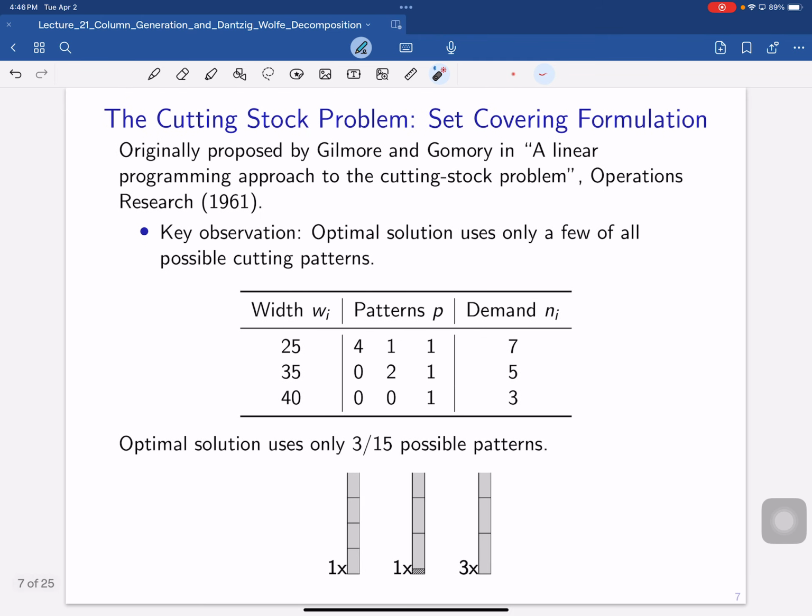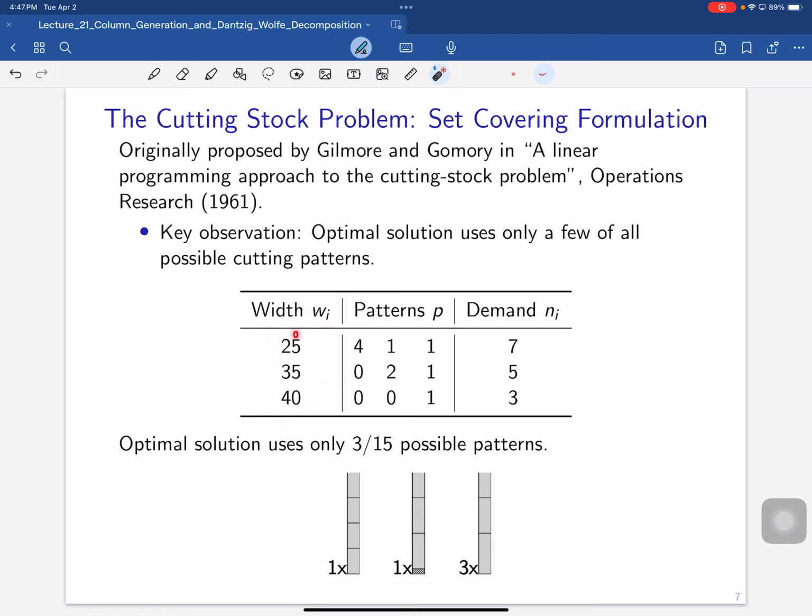So we will show a different formulation called the set covering formulation. It was proposed by Gilmore and Gomory in 1961. The key observation of the set covering formulation is the following. If you try to solve some instances, you find that the optimal solution only uses a few of all the possible cutting patterns. What do we mean by cutting patterns? Here's what we mean. Here you have a master paper roll with length 100, and there are different widths you want to get at the end.